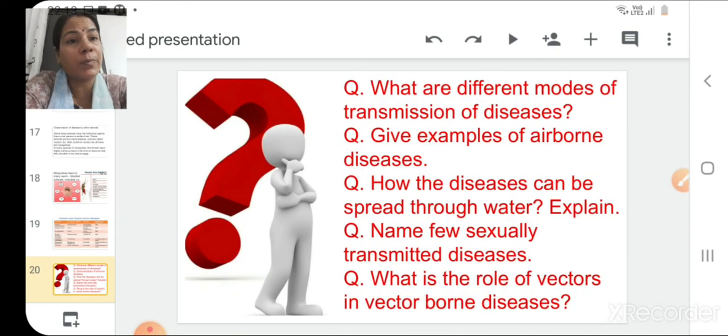Children, now there are some questions for you. You have to write down the answers to these questions in your notebook. The first question is, what are the different modes of transmission of diseases? The second question is, give examples of airborne diseases. The third question is, how can diseases be spread through water? Explain. The next question is, name a few sexually transmitted diseases. And the last question is, what is the role of vectors in vector-borne diseases?